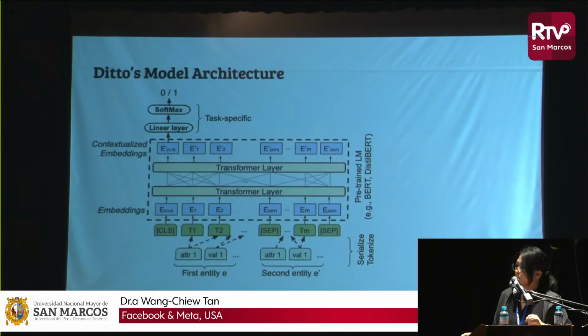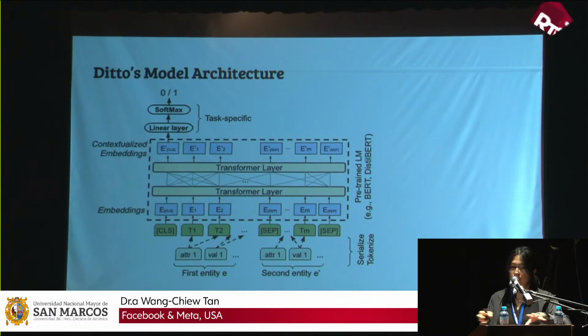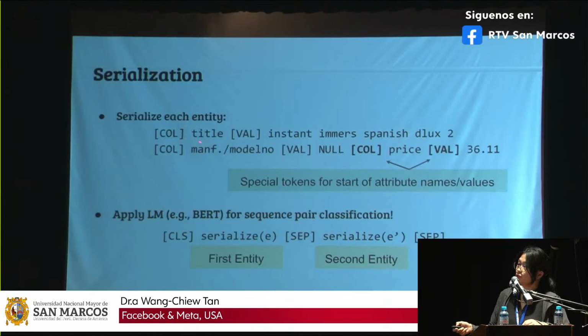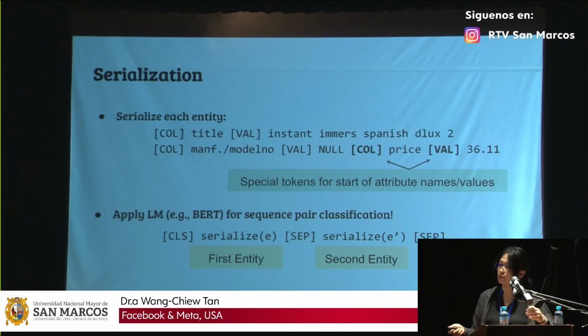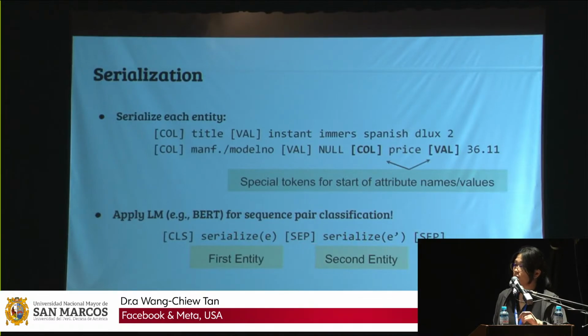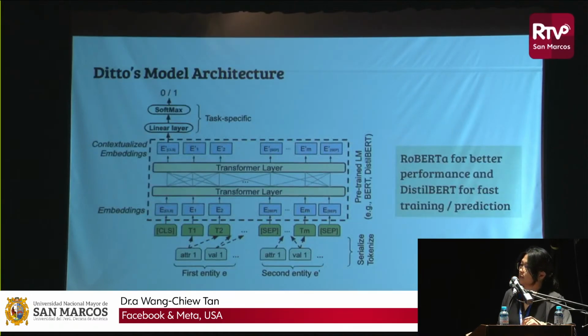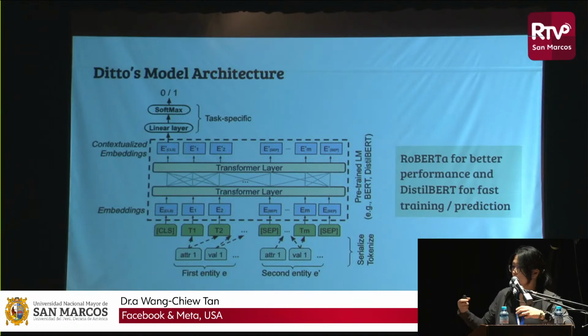To pass in pairs of records, we need to serialize the pairs into a sequence of tokens. We used special tokens in this case, COL for columns, VAL for values. So column title, value; another column, manufacturer, model number, with its value; another column and value. We serialize the entire record this way. If you have two records, you serialize twice and add a separator token in between. There's always a special CLS token at the beginning, to signify the beginning of the matching.